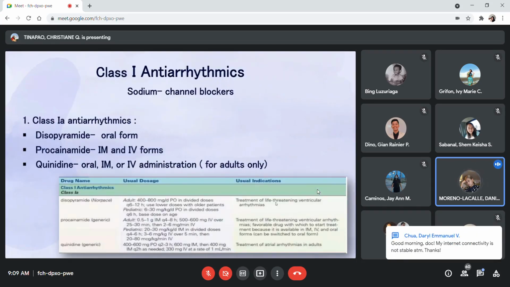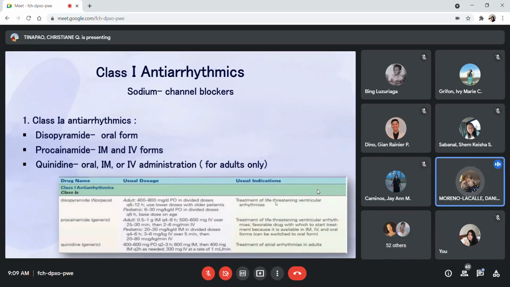Okay, thank you. Now let's proceed with the class 1 antiarrhythmics, which are the sodium channel blockers. This is a medication for ventricular tachycardias and atrial fibrillation. So we have 3 drugs with their pharmacokinetics. Sodium channel blockers work mainly by blocking sodium channels in the inactivated state, and there will be inhibition of sodium channels, decreasing the heart rate, and slowing the conductivity. So there are 3 subclasses, which are the class 1A, class 1B, and class 1C.